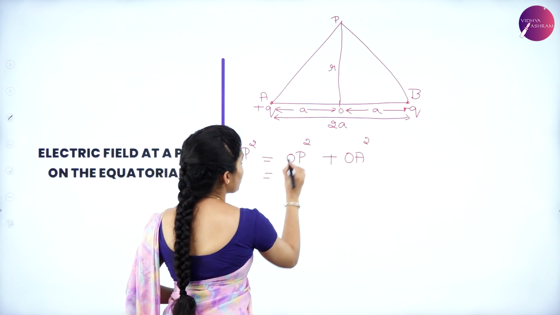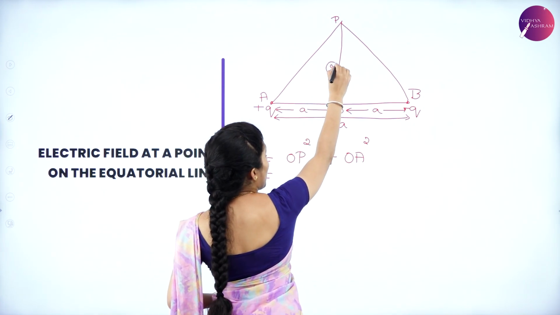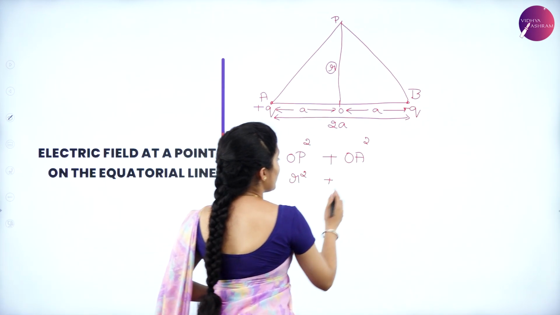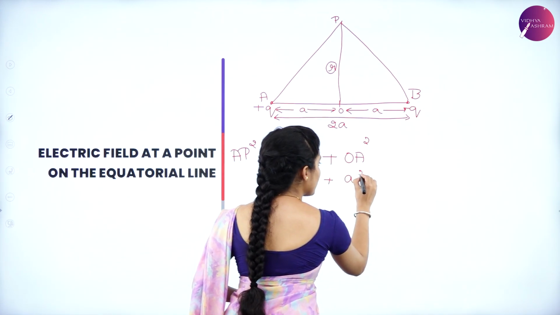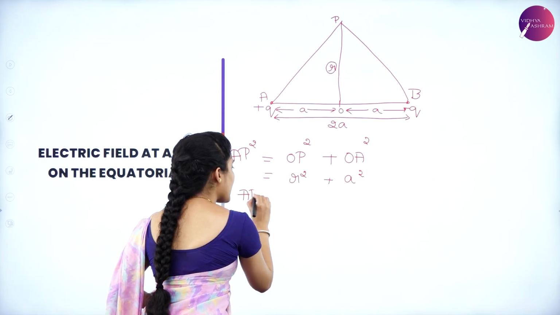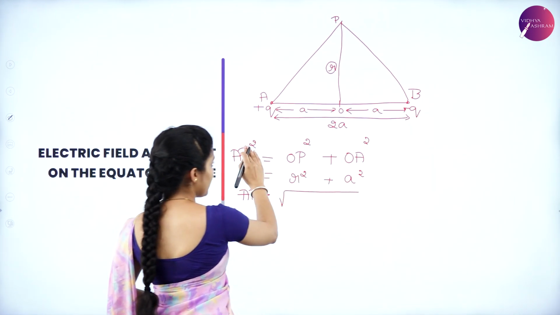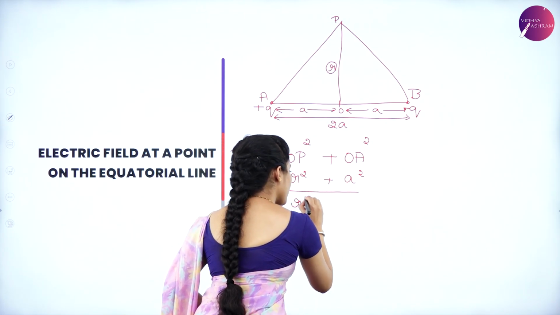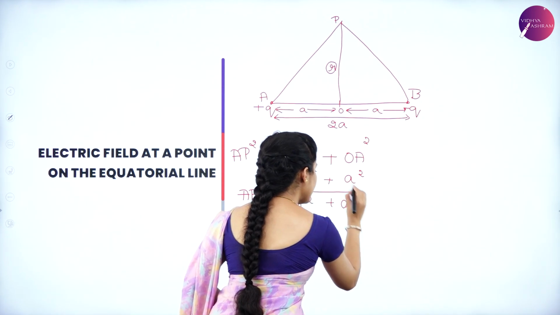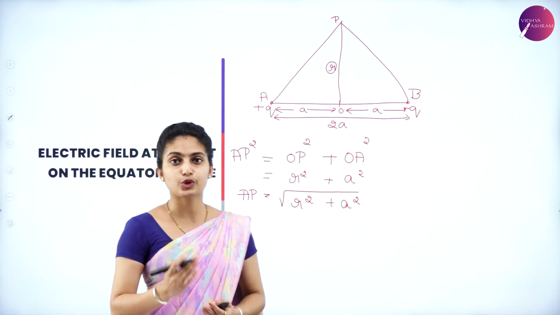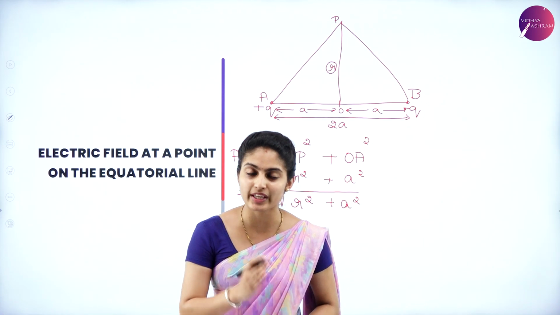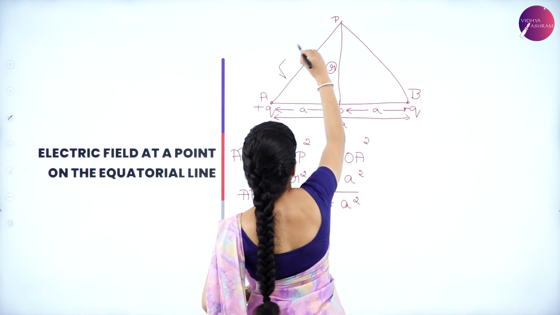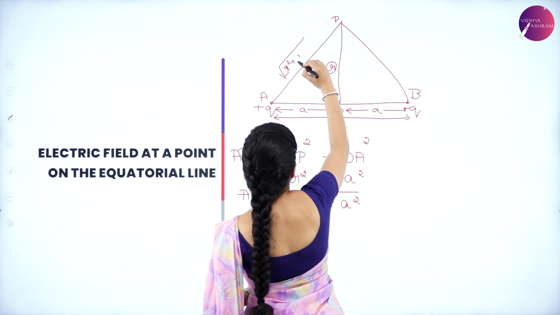So what is OP? OP is nothing but your R. So I can just take it as R square plus, what is OA? OA is nothing but A square. So AP is having a value of root; I am taking my square to the other side. So it is root of R square plus A square. So AP is equal to root of R square plus A square, which is one of the hypotenuse lines. So I can just write here as R square plus A square.